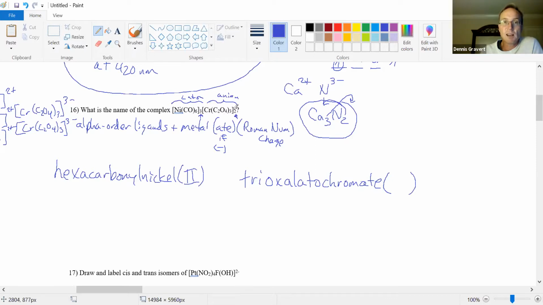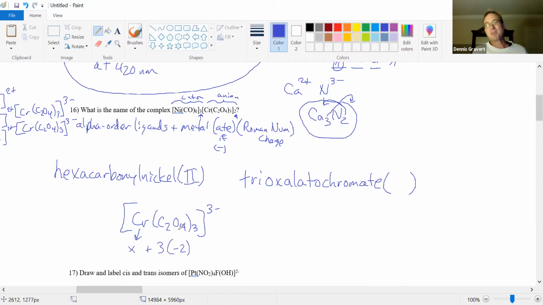Well, there's 3 oxalate. Here, let's put it down here. 3 minus. Okay. Chromium, we want to find out what your charge is. There's 3 oxalate, and each oxalate, remember I pointed out, is a -2. And you know that from polyatomic ions, oxalate has a -2 charge. And that all has to equal a -3 net charge. So x minus 6 equals -3. Add 6 to both sides, and x is a +3.